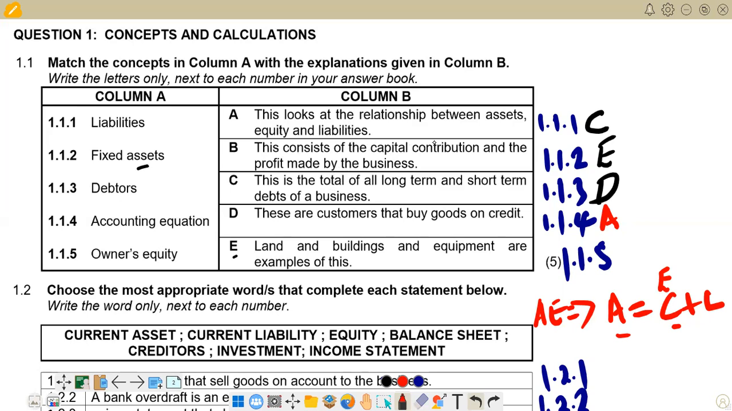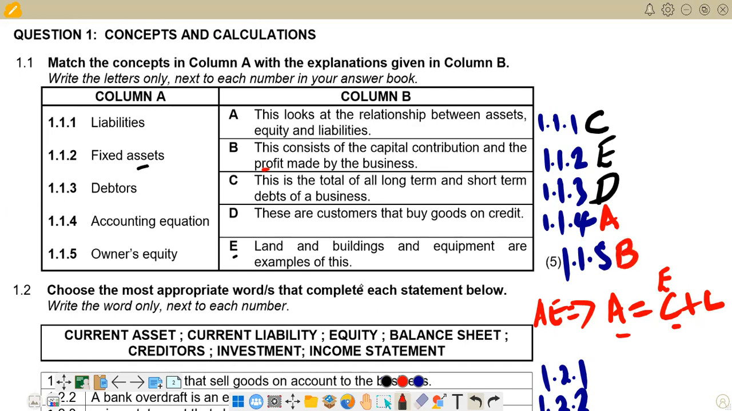So if you look to the column B, the most appropriate that we are having there, we have B. This consists of the capital contribution and the profit made by the business. So on the second part, they are explaining about the profit. So the profit also that has been made by the business is going to be retained in the operations of the business in the form of retained income. It also increases the value of owner's equity. So you see that profits that are being made also increase the value of the equity, or the capital that we are having in that business. So this is what we have. So B on the last part here.